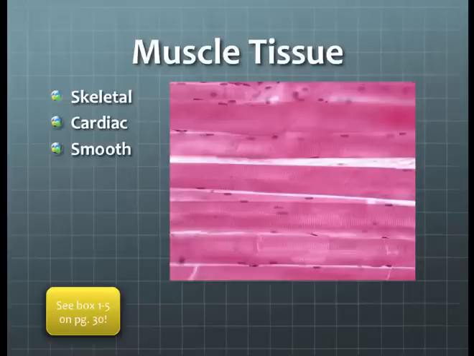Muscle tissue can be one of 3 kinds. You have skeletal, cardiac, and smooth muscle. Muscle tissue basically contains actin and myosin. They are arranged in these nice parallel bundles, and they aid in muscle contraction.